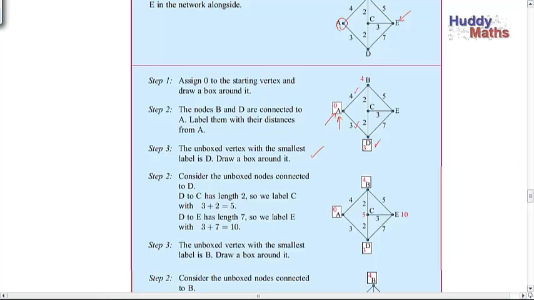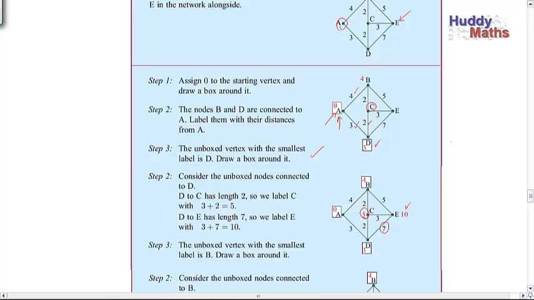Now consider the unboxed nodes connected to this one. So you've boxed it. Now which ones haven't been boxed? C and E. So we're going to think about D to C, and it's got a 2 there. So what are we going to do? We can label C with 3 plus 2 is 5. And D to E has a length 7, so we're going to label E with the number 10.